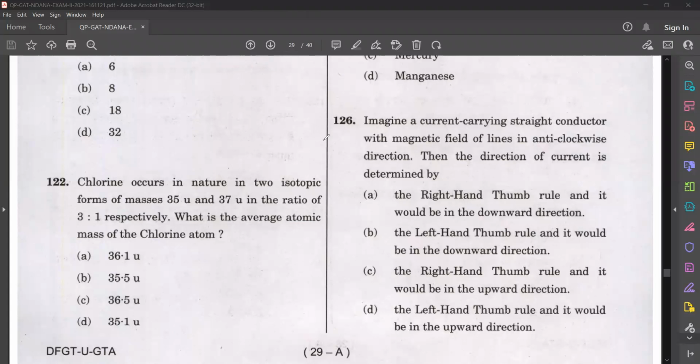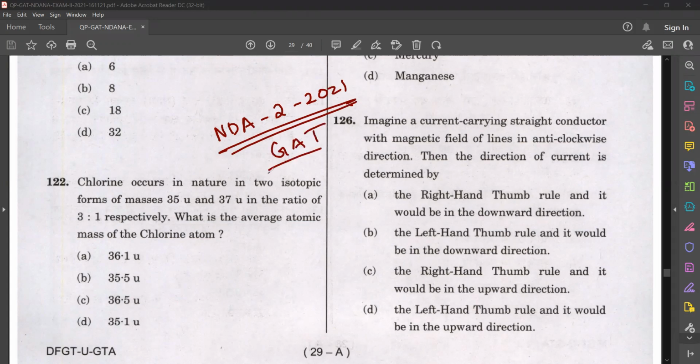We'll see some previous year questions from India physics. Okay, so this is the question. This is the question number and the question paper of NDA 2 2021 GAT paper. From that, we are continuing the physics. We have already seen some questions from this. The remaining, we are going to see.